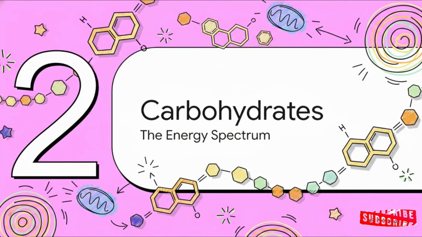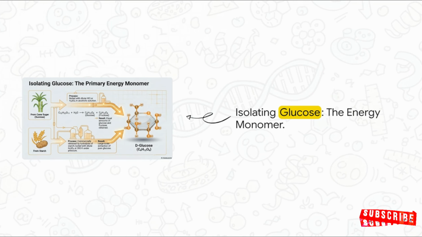Moving on to section 2. Carbohydrates, the energy spectrum. Think of D-glucose as your absolute primary energy monomer with the chemical formula C6H12O6. If you're looking at a nutrition label in the grocery store, this is the fundamental sugar. Now, in the real world, we extract this via hydrolysis. You can get it from cane sugar, sucrose, by boiling it with dilute acids, or commercially from starchy foods like potatoes or wheat. Glucose is literally the fundamental battery pack that fuels your daily physical activity.